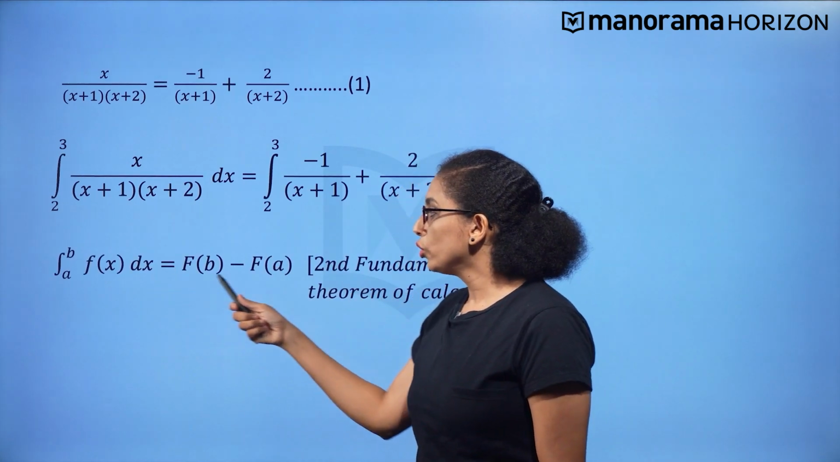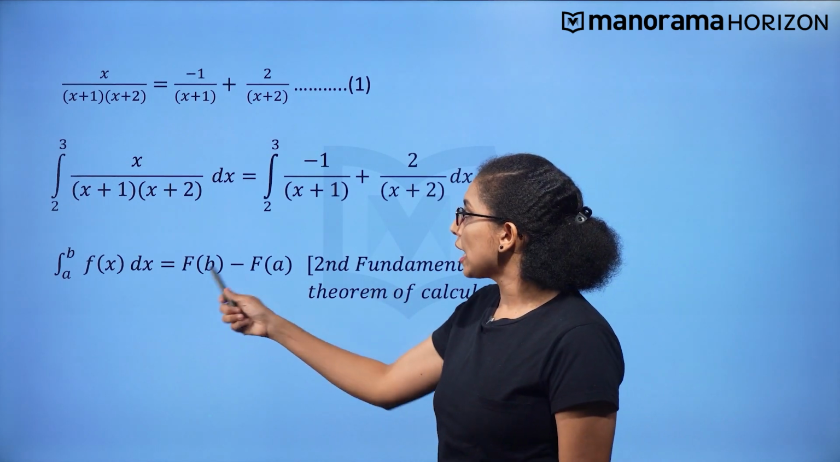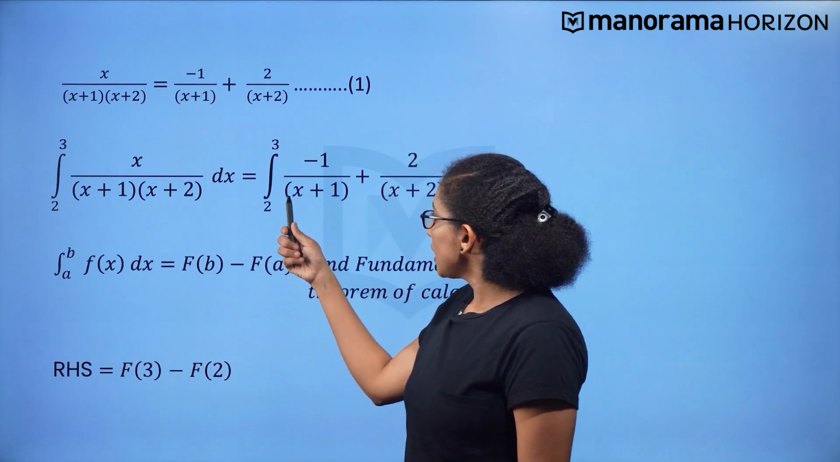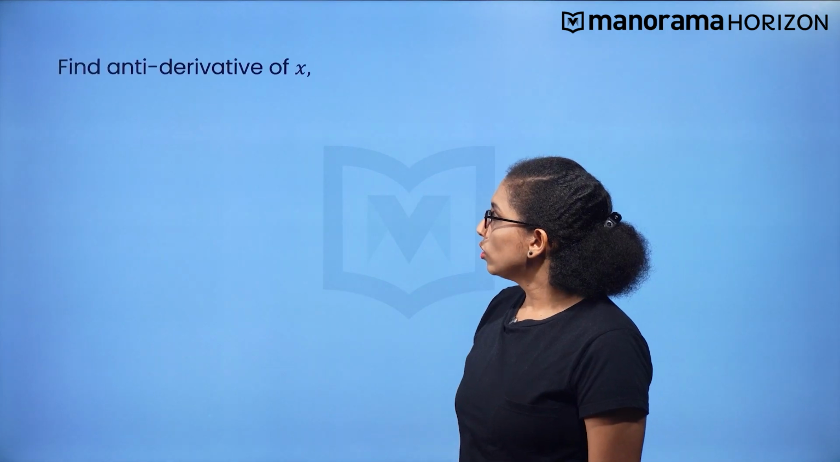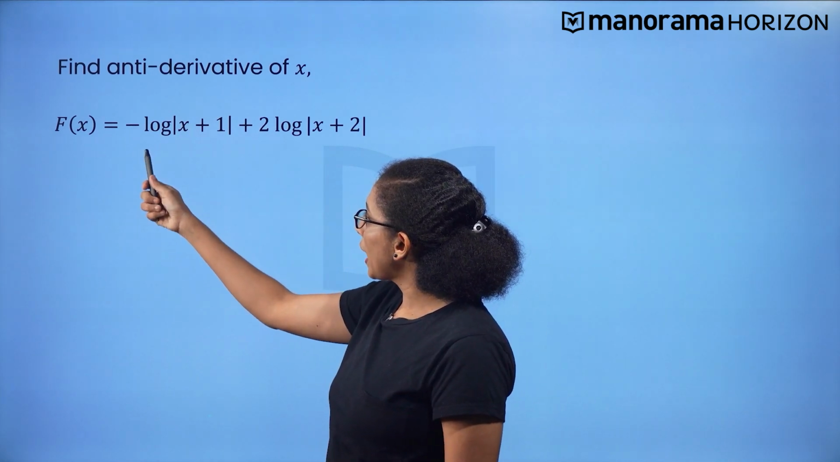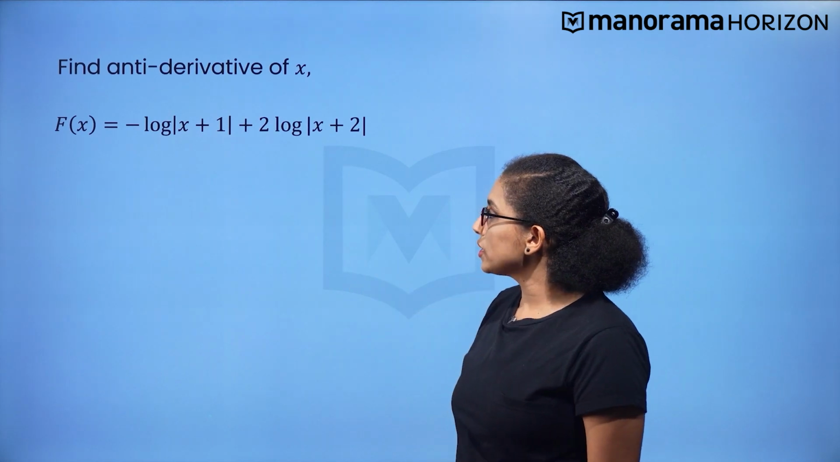Now, what is this? We have to use the second fundamental theorem of calculus. So, we have to find the antiderivative. We get the RHS as f of 3 minus f of 2. Taking the antiderivative, we get f of x equal to minus log of (x plus 1) plus 2 log of (x plus 2).